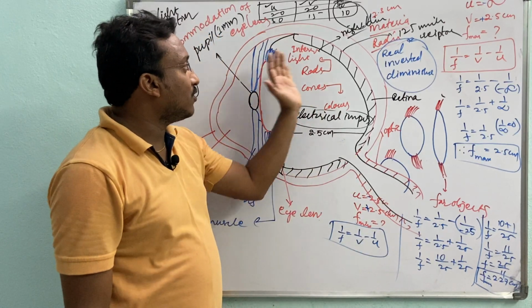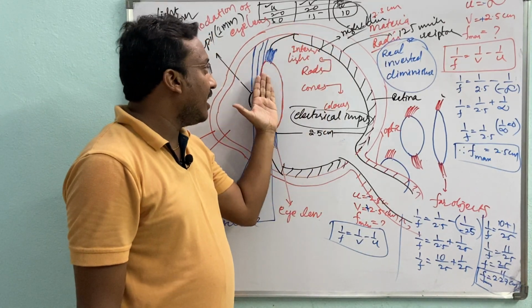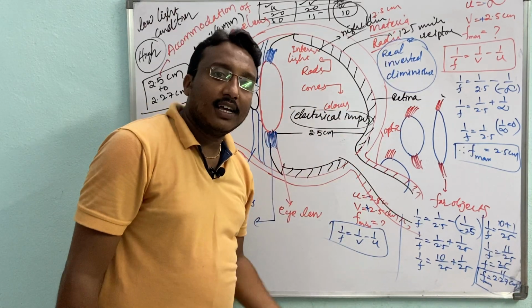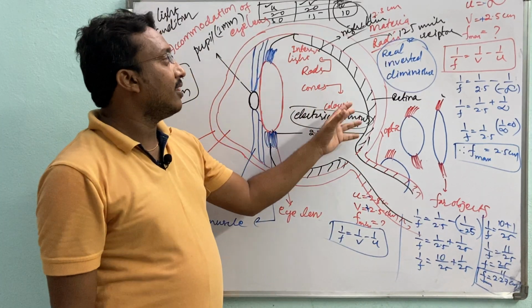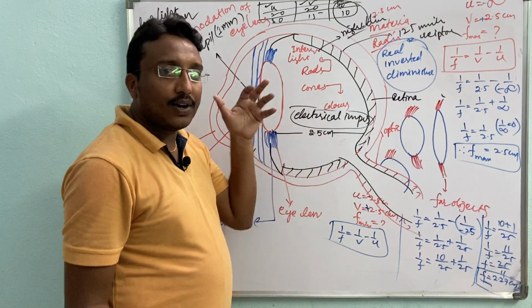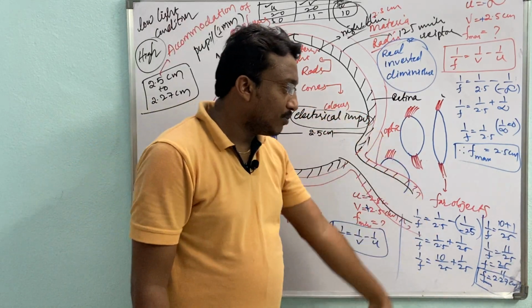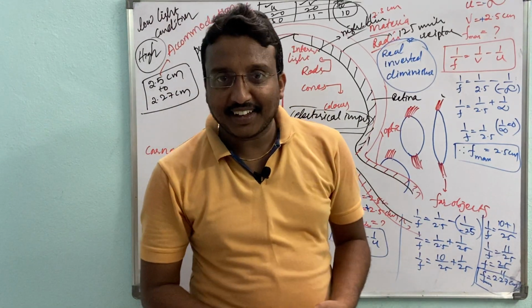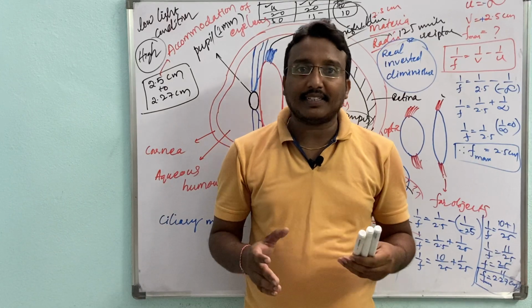And the image is formed on the retina. Our eye lens gives a real, inverted and diminished image. The rods and cones collect what we are seeing and convert it into electrical impulses. That information is passed to the brain through the optic nerves. Okay, this is our today's class. Thank you.